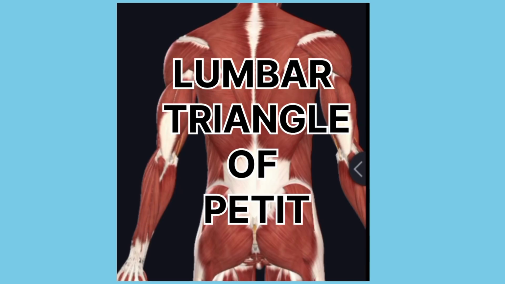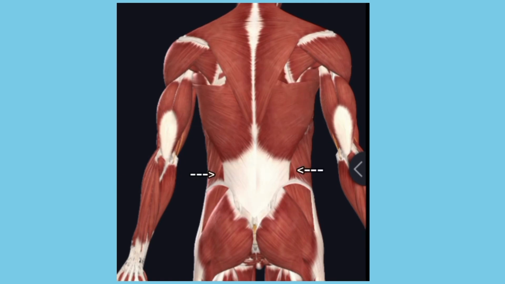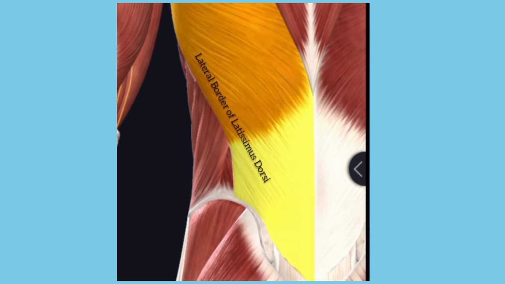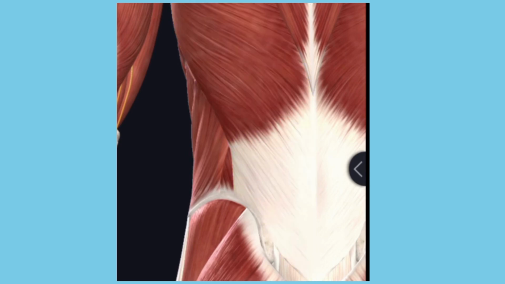Then we have the lumbar triangle of Petit. The lumbar triangle of Petit lies at the lower part. It is another small triangle surrounded by muscles. It is bounded medially by the lateral border of latissimus dorsi, laterally by the posterior border of the external oblique muscles of the abdomen, and inferiorly by the iliac crest which forms the base. The occasional hernia at this site is called lumbar hernia.